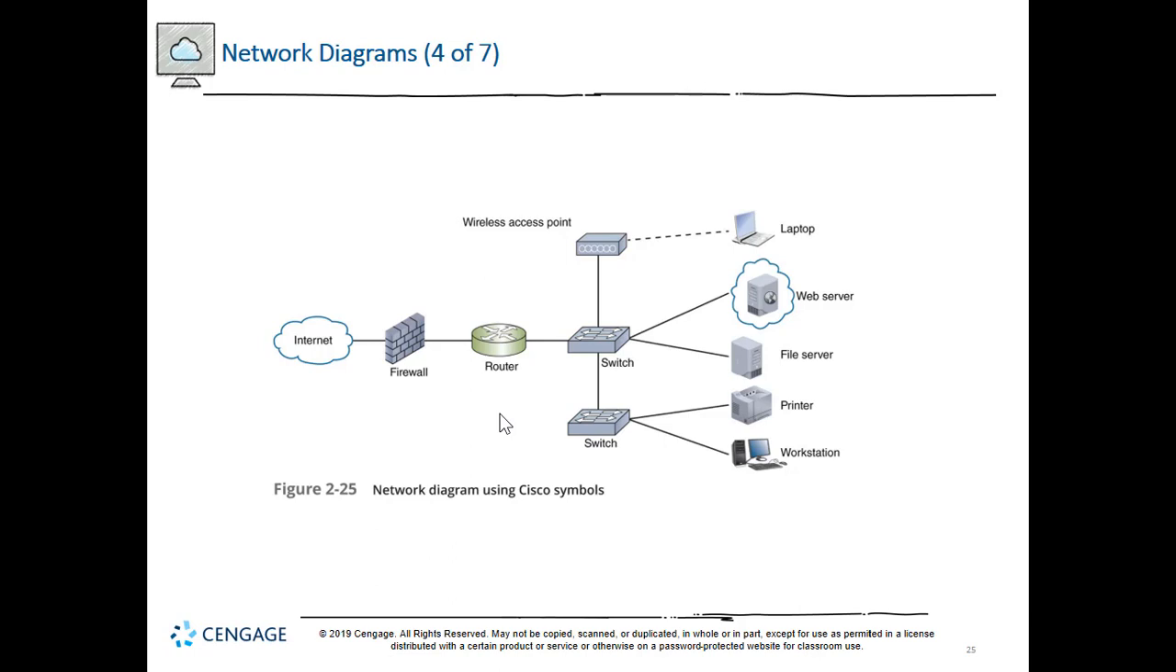Okay. Here you can see some of the symbols that I was talking about. These are the common network symbols that Cisco uses that all networkers need to identify. Wireless access point, which is nothing more than a wireless switch. Okay, here's your switch. Laptop, web server, you can see it's got a little globe here on the side. File server, printer, workstation. Common symbol for a router and a common symbol for a firewall, and the internet has always been and always will be the cloud.